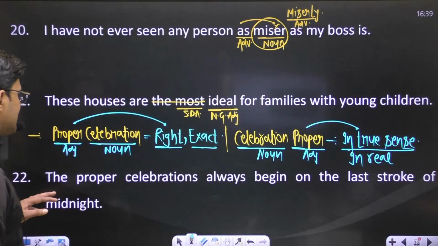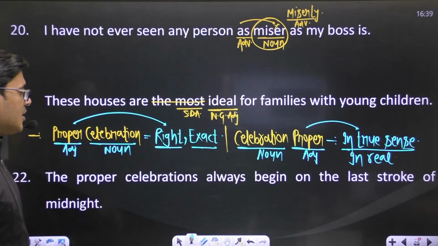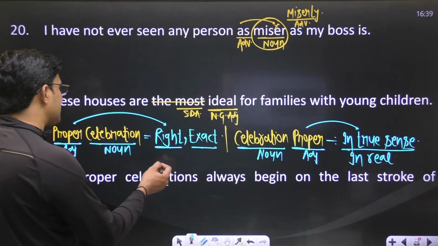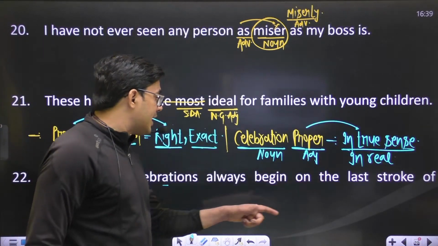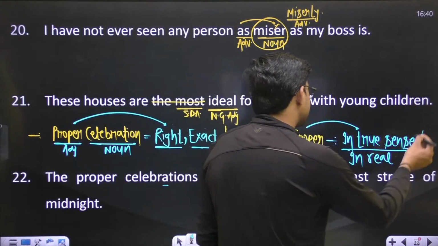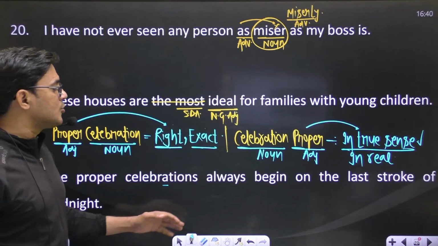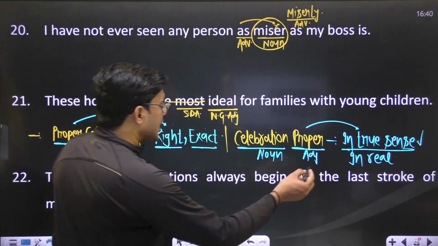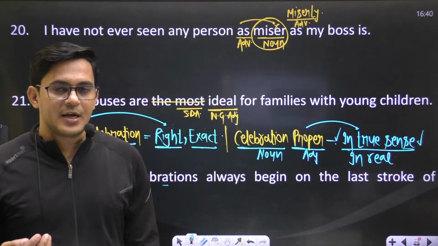So now if you just apply it in the sentence, the proper celebration means right celebration always begins on the last stroke of the midnight, but celebration can't be right or exact. Celebration which begins on the last stroke of the midnight is, you can say, in true sense. In true sense celebration, सही मायने में celebration जो है वो begin होता है on the last stroke. So हम यहाँ पे sentence में in true sense की को show कर रहे हैं, ठीक है.